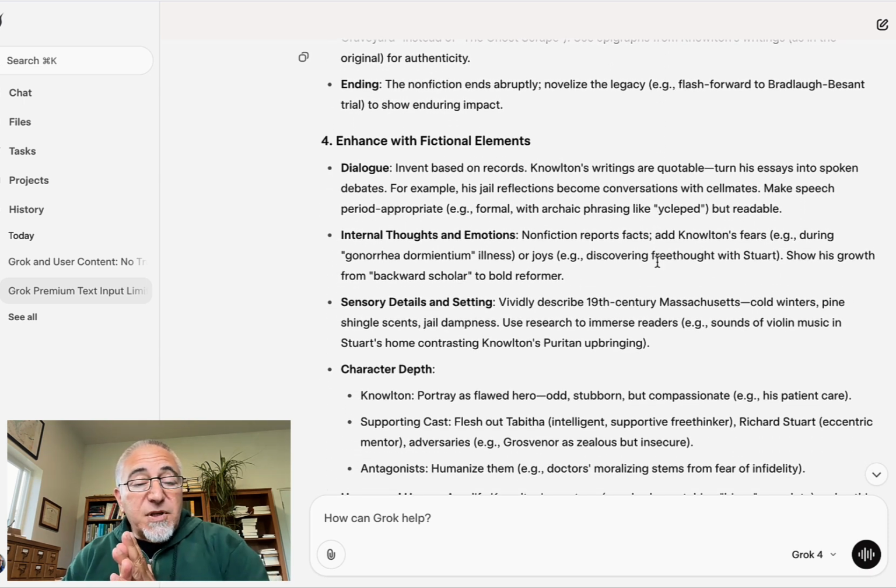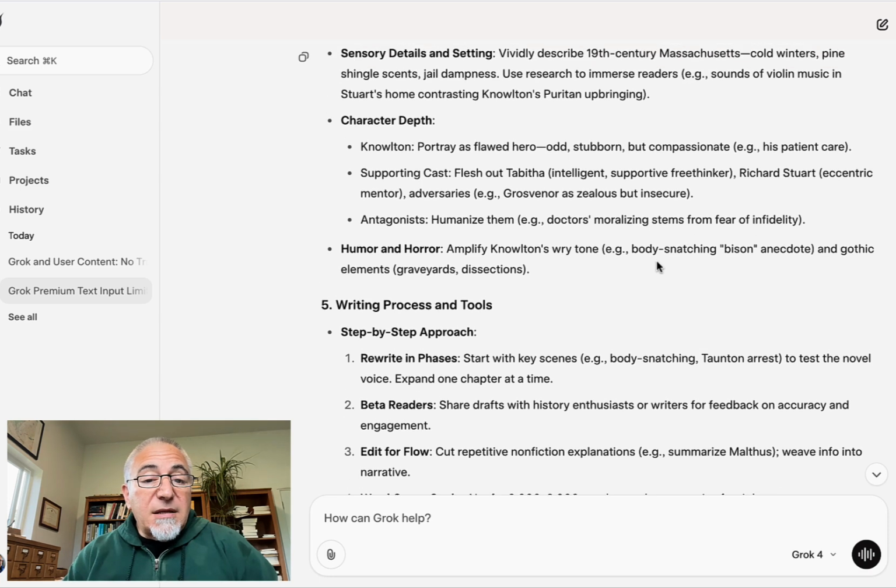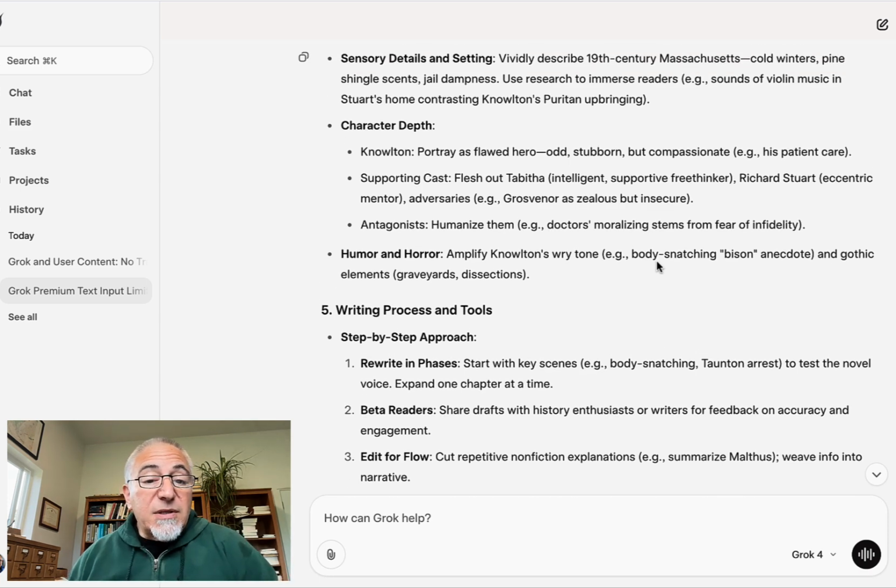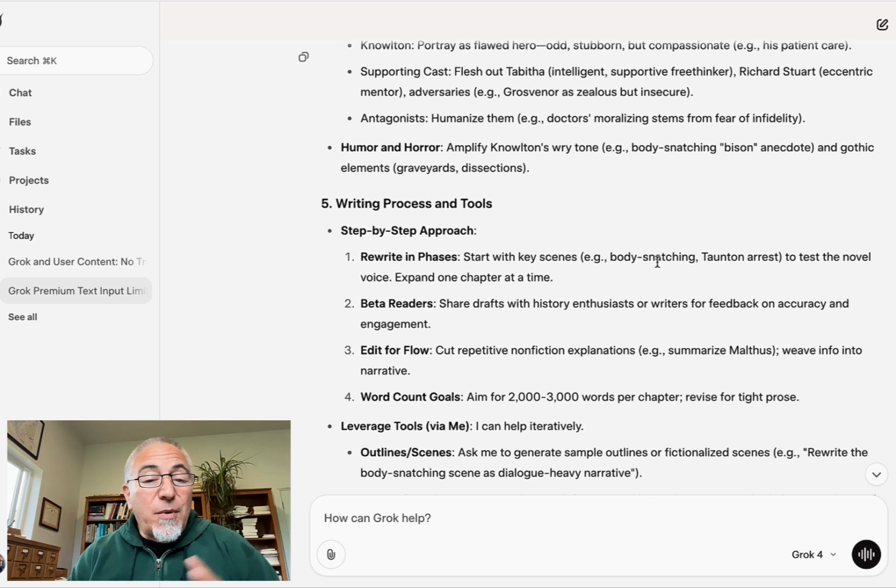It suggested that it could help me enhance the fiction elements, the dialogue, right? Because dialogue doesn't exist in nonfiction unless you actually have an account of two people talking that someone else documented. And then, of course, the interior monologues and the interior thoughts and emotions of people are oftentimes also missing from nonfiction. So it had some things to say about that, about some sensory and setting elements, about characters, and how I might portray them. And it did suggest that I humanize the antagonists a little bit, which I thought was interesting. It talked about humor and horror.